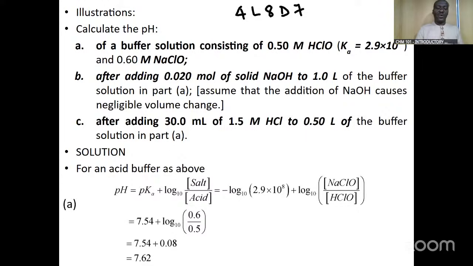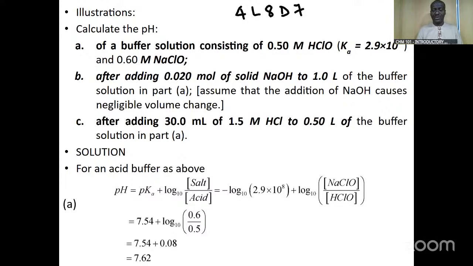Now, like we have established in our previous class, in our previous slide rather, the pH of any buffer solution is given by the Henderson-Hasselbalch equation that says pH is equal to pKa plus log to base 10 of salt concentration over acid concentration. In this case, the salt is NaClO and the concentration is 0.60 molar. The acid is HClO and the concentration is 0.50 molar. And of course, the Ka for the acid is 2.9 times 10 to the power of minus 8.